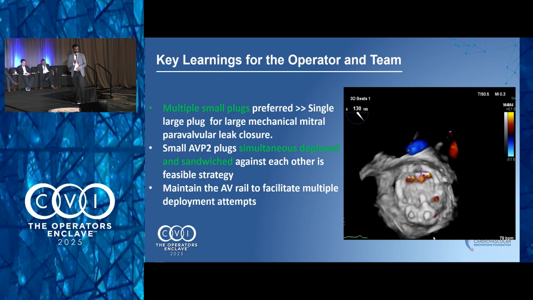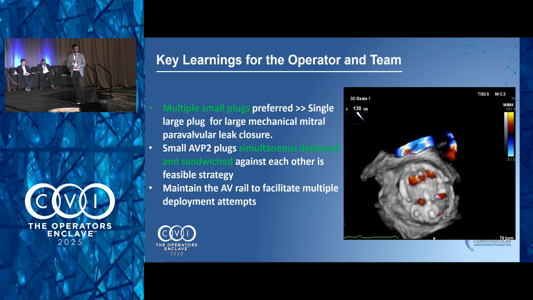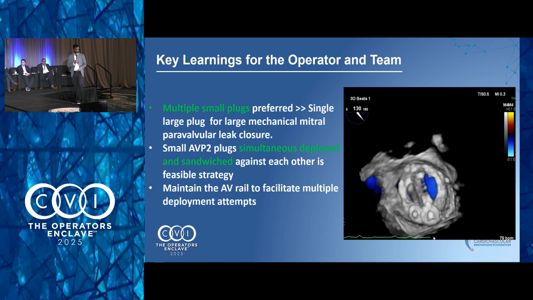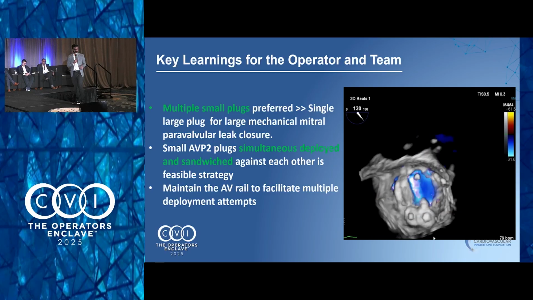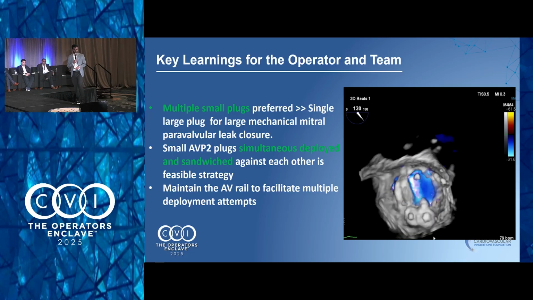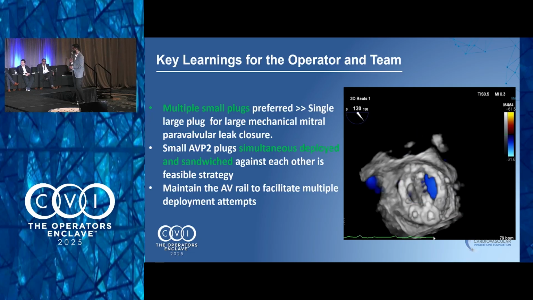I think the real take-home point is, if you can, again, with a large leak, probably need multiple rails up front, not a bad idea. It's a good idea to have large bore sheaths in both the veins and the arteries, and often deploying them simultaneously versus sequentially could help them stack against each other.